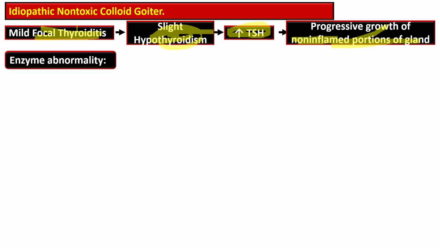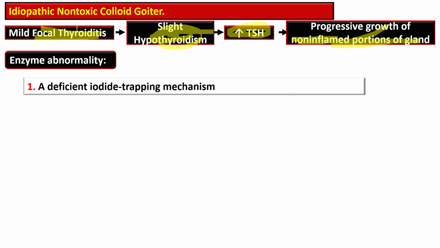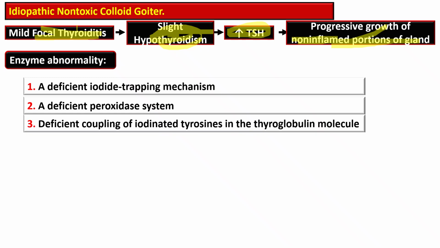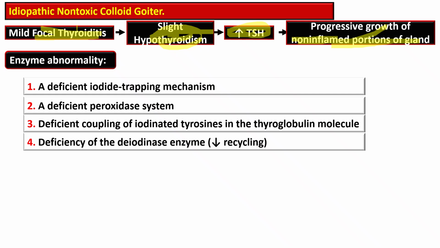There is some enzymatic abnormality in hormone synthesis. These defects impair hormone formation and trigger TSH driven thyroid growth. There is decreased iodide trapping, as iodine is not efficiently absorbed by the thyroid cell. The peroxidase activity is decreased, so the iodide is not oxidized to active iodine. Then there will be decreased tyrosine coupling, or the iodinated tyrosines fail to form T4 and T3. The deiodinase activity is decreased, which means the iodine is not recycled. So there will be a functional deficiency of iodine.